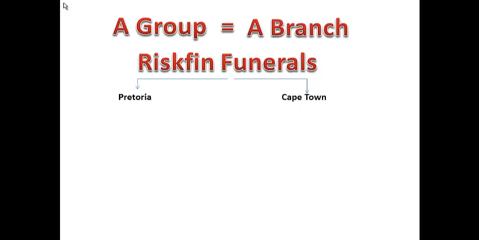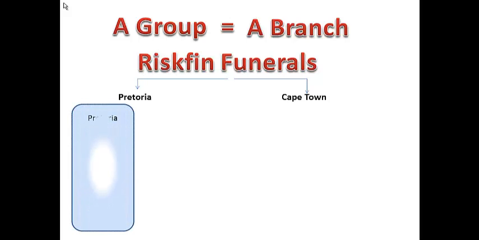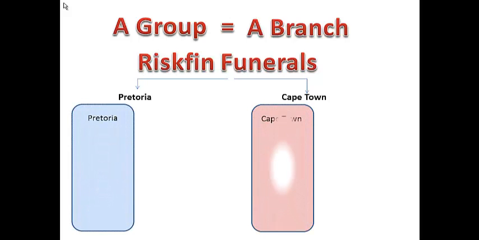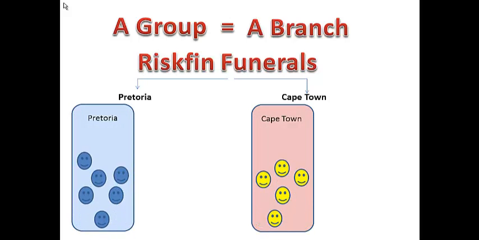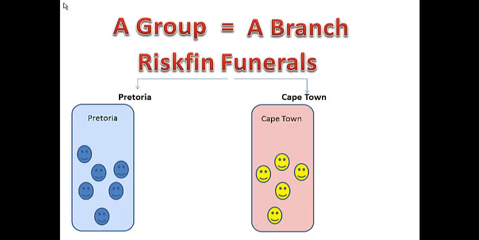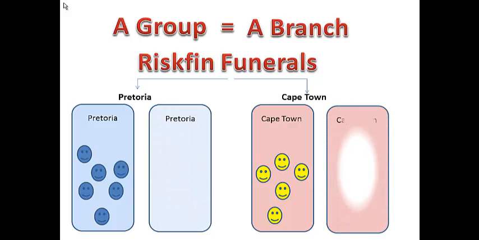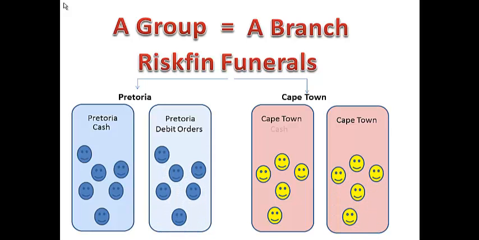Each branch, or let's call it a group, has its own members. So we should create one group called Pretoria and one called Cape Town. You can now start loading members in each group. You can also split each group into more than one. For example, in Pretoria we can have one group for debit orders and one for cash members. Or you can split them up so that you have one group for underwriter A and one for underwriter B. Remember, you do this because you cannot mix members between different underwriters.